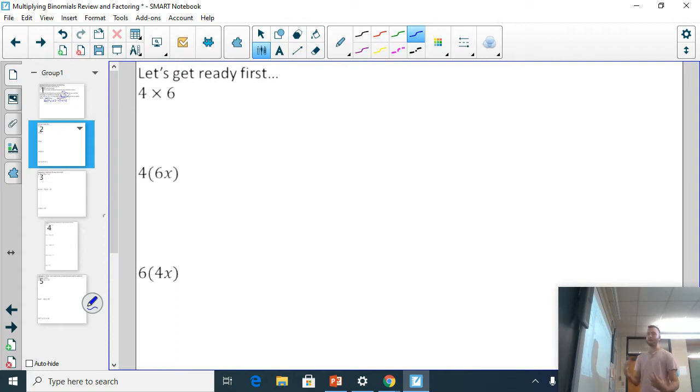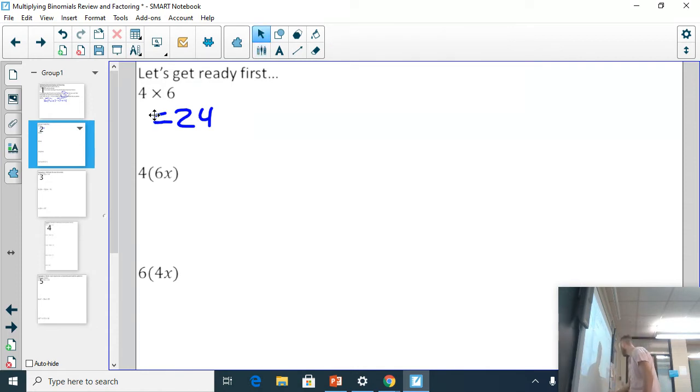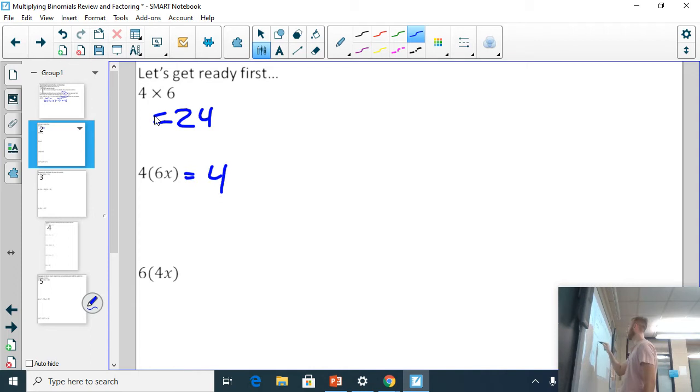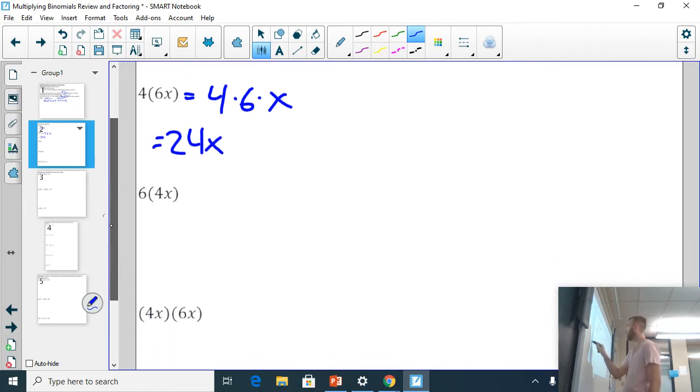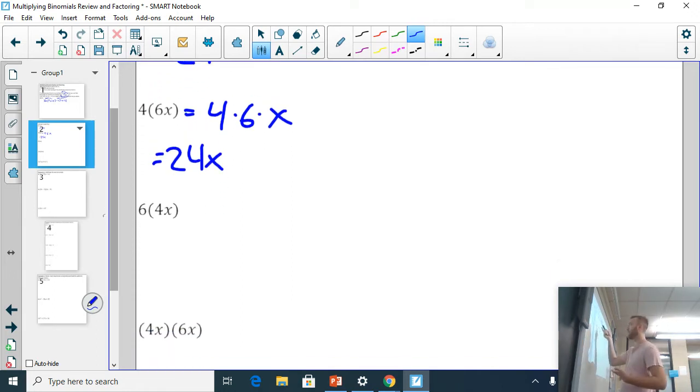So to just get ready first, let's get a little used to what multiplying things are, especially once we get to multiplying variables together, what that equals. 4 times 6, we know what 4 times 6 is. That's 24. Now 4 times 6x, we can multiply in any order, right? So that's 4 times 6 times x. 4 times 6 is 24, and then we just leave that x out front. And then here, same thing, 6 times 4x. Well, that's the same thing as 4 times 6x. We can just do the numbers first and leave that x out front.